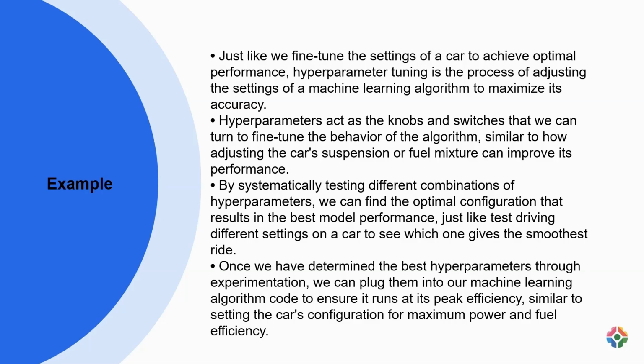By systematically testing different combinations of hyperparameters, we can find the optimal configuration that results in the best model performance, just like test driving different settings on a car to see which one gives the smoothest ride. Once we have determined the best hyperparameters through experimentation, we can plug them into our machine learning algorithm code to ensure it runs at its peak efficiency, similar to setting the car's configuration for maximum power and fuel efficiency.